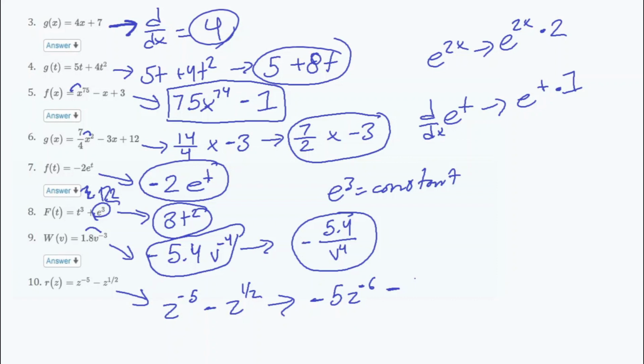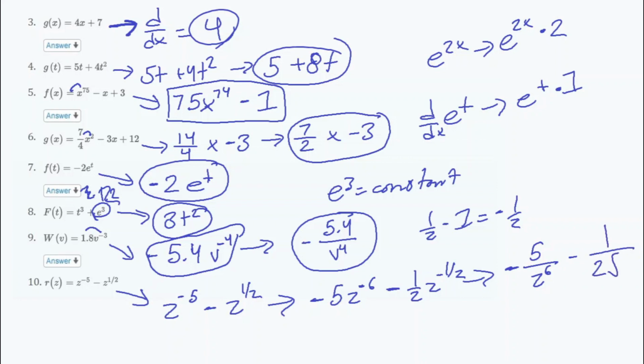And now we're going to have minus 1/2 z to the negative 1/2 power, because 1/2 minus 1 is going to give us negative 1/2. And we could rewrite this as a function without negative exponents, in which it's going to be negative 5 over z to the 6th power, minus 1/2, and then the denominator would be square root of z. And this would be your final derivative for number 10.